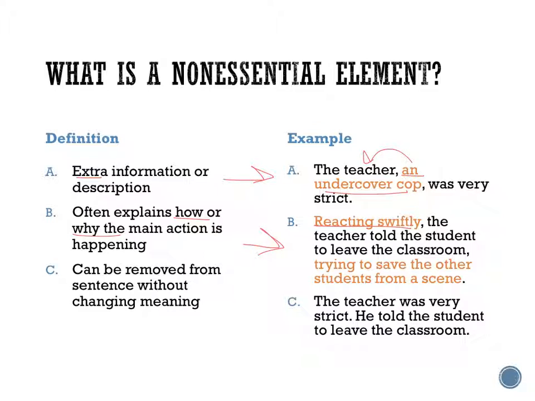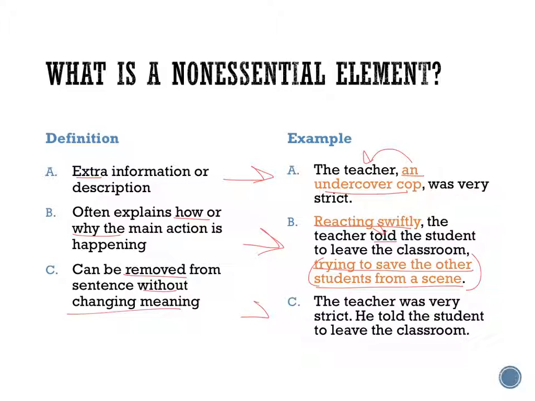Reacting swiftly, the teacher told the student to leave the classroom, trying to save the other students from a scene. Reacting swiftly tells us more about how the teacher told the student to leave the classroom, and then trying to save the other students from a scene tells us why the teacher was so swift about it. The key with a non-essential element is that it can be removed from the sentence without changing the meaning.